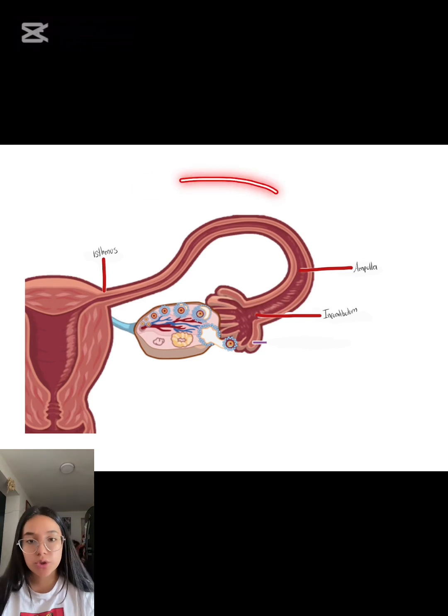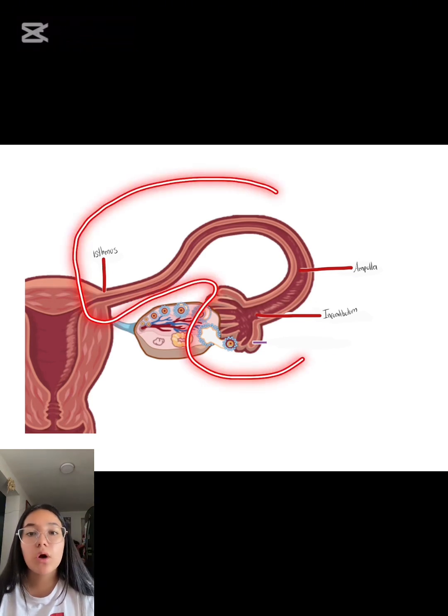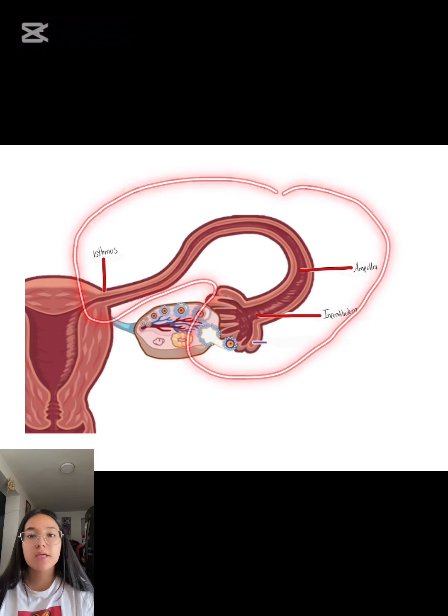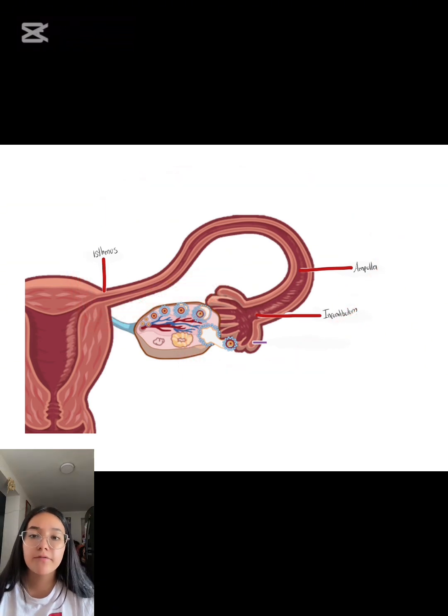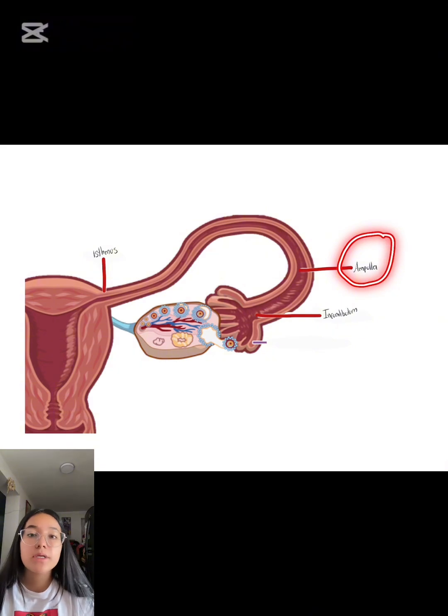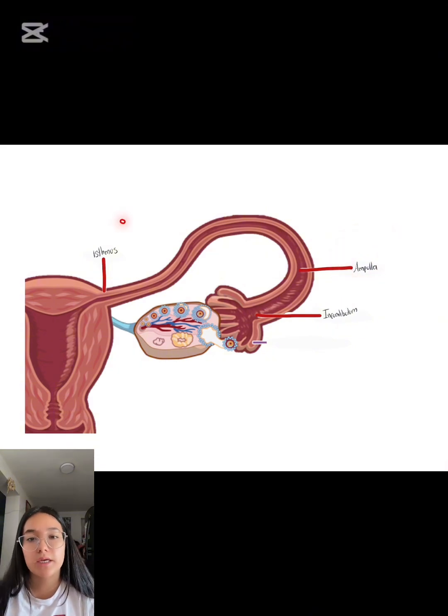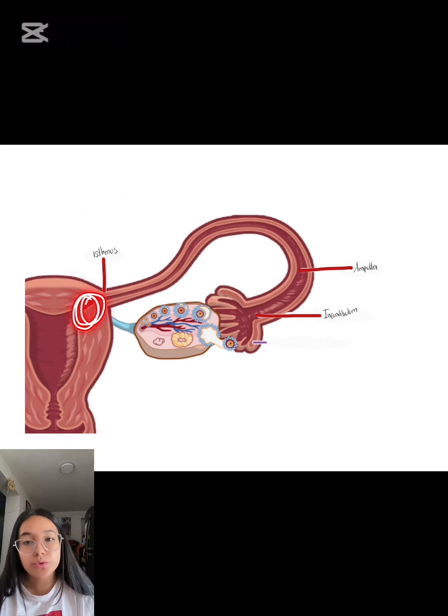The fallopian tubes connect the ovaries to the uterus. They are the site where fertilization typically occurs. These tubes have four parts: the infundibulum with finger-like projections called fimbriae, the ampulla, which is the widest part and the most common site of fertilization, the isthmus, and the interstitial part that enters the uterus.